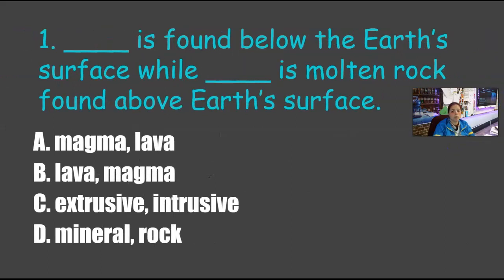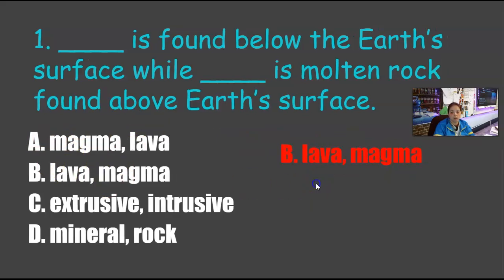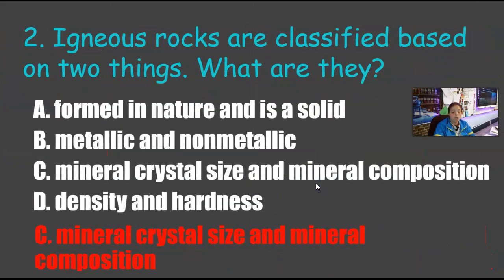All right, we're going back to 1. We're going to answer this question. Blank is found below Earth's surface, while blank is molten rock found above Earth's surface. So below and then above. It should be magma, lava. Sorry, this was a typo. It is letter A. Number 2, that's the mineral crystal size and mineral composition. That's how we know they're igneous rocks and what they're classified as. If you didn't know this one, this is one you'd want to make a flashcard out of.